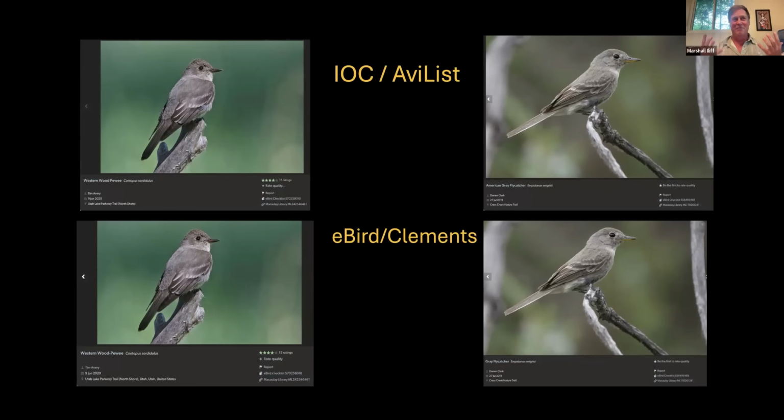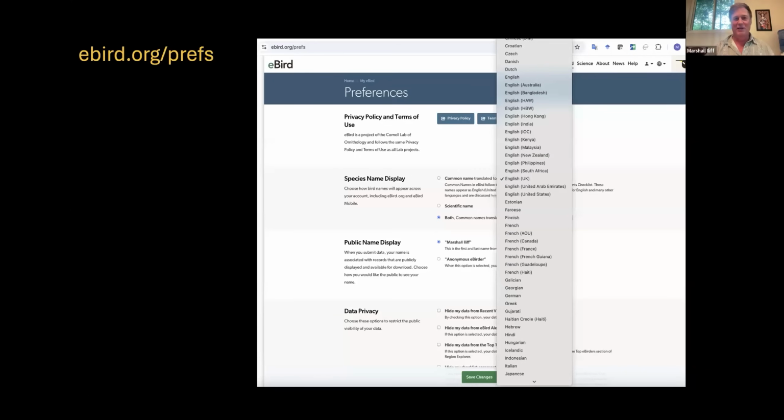So English names differ around the world. In eBird, you can go to the preferences page, URLs at the top left there, and you can pick Australian English, Bangladesh, Hawaiian, HBW/BirdLife, Hong Kong, India, IOC, Kenya, Malaysia, New Zealand, Philippines, South Africa, UK, United Arab Emirates, or United States. Those all have minor differences. They're largely the same for most birds in the world, but some of them are going to spell gray with an A, some with an E. Some of them are going to use black petrel for Procellaria parkinsoni, and some are going to use Parkinson's petrel.